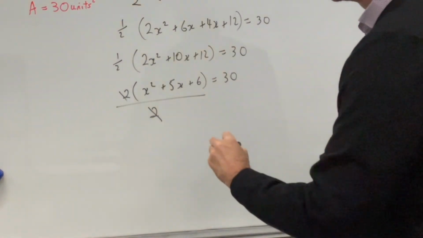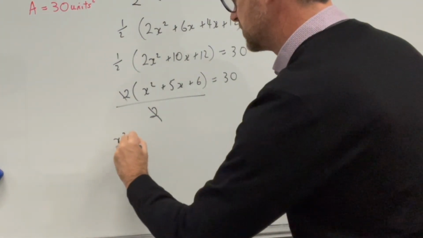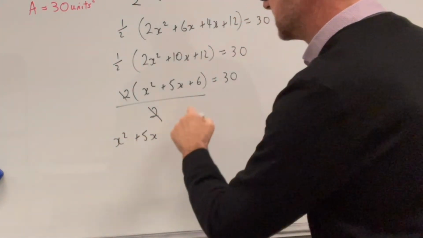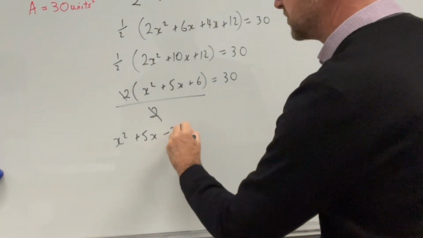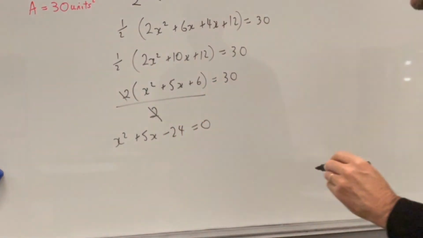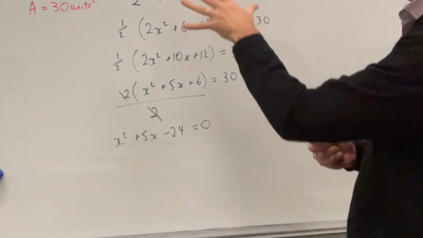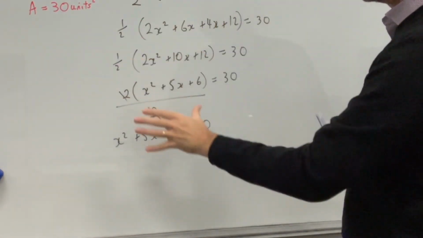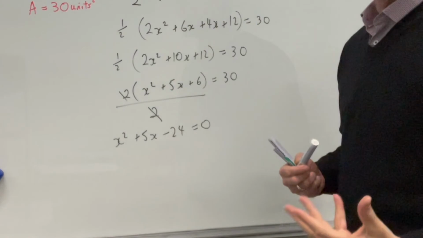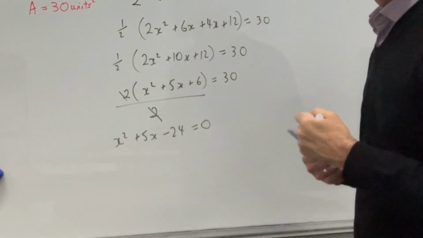We're going to take the 30 to the other side now. So x squared plus 5x, and it's 6 take away the 30, gives us negative 24 equals 0. Okay, so we've now been able to turn that from this format into the standard form, and now we can use the null factor theory in order to solve this.